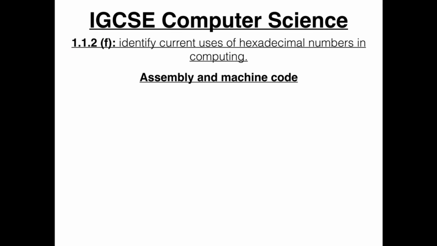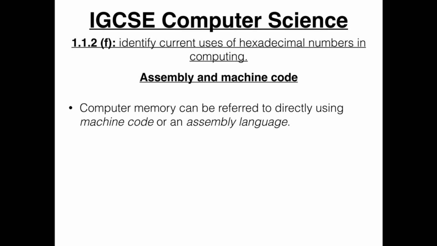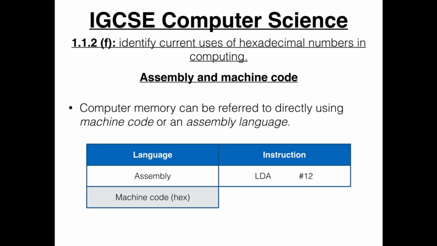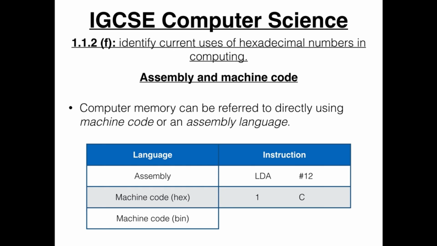And our final use is assembly and machine code. Computer memory can be referred to directly using machine code or an assembly language. If we take the line in assembly, LDA 12, that means load into accumulator number 12. In machine code hexadecimal, it would look like this. But machine code binary would look like this. We're going to be learning about assembly and machine code in another topic, but here we need to focus on the hexadecimal.